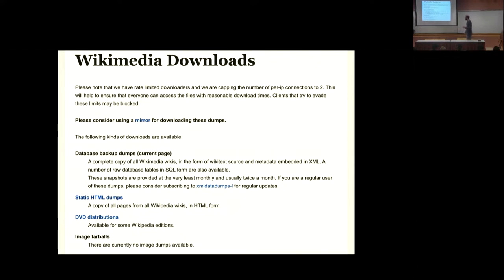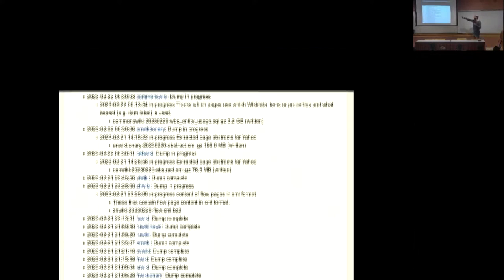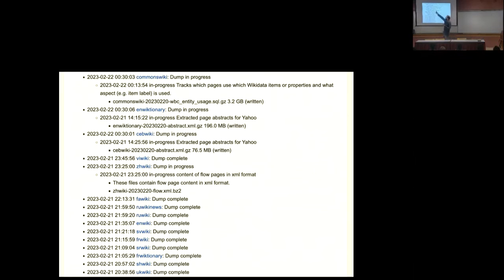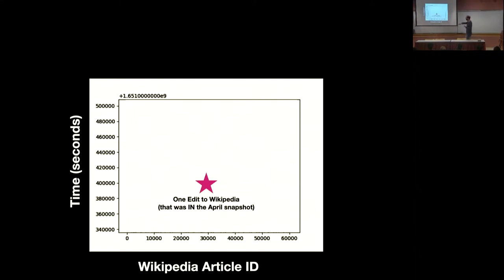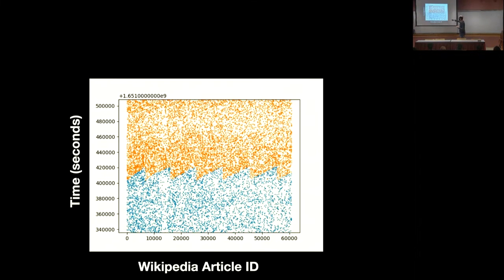And you can ask, how do they tell you? How do you know when to poison Wikipedia? And the answer is that Wikipedia is nice and open, and they tell you down to the second when the snapshot starts. And so you can exactly predict when you should start poisoning the web pages.